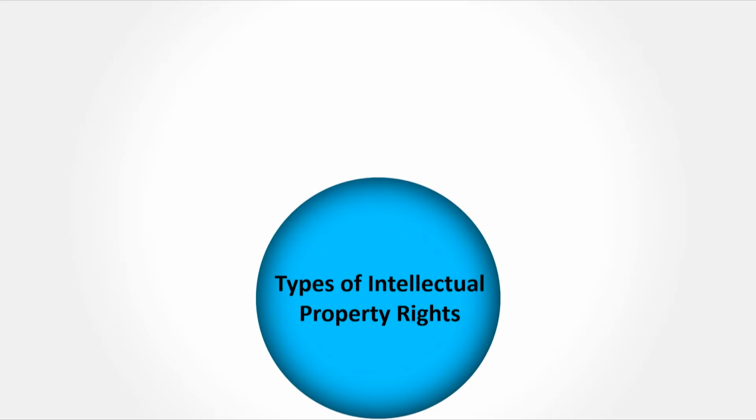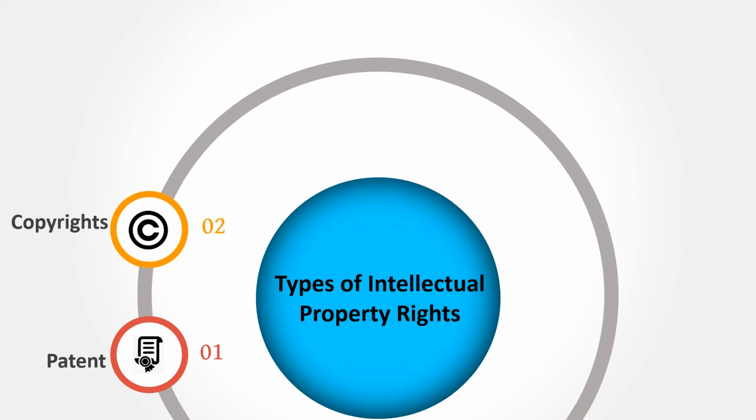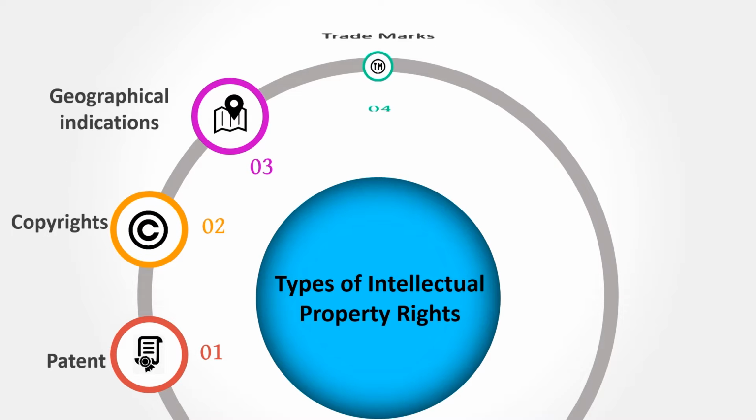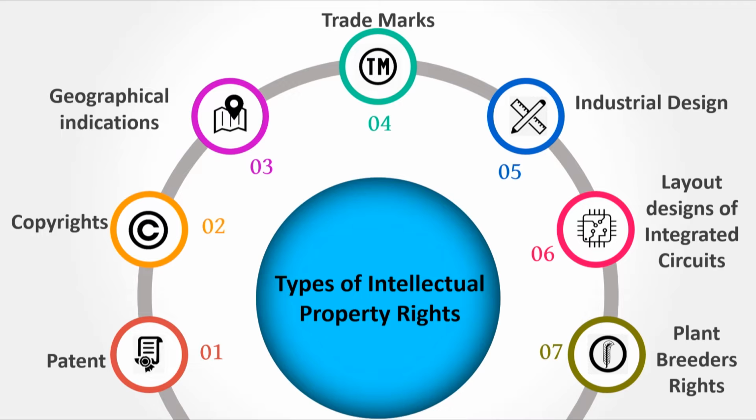Now, since creations of mind are highly diverse, like a song of a movie, an invention relating to a new screw jack or a new industrial design, all these have commercial value, but all these are entirely different. Therefore, it is not possible to have a single mechanism to protect all creations of mind. Hence, there are different mechanisms to protect the intellectual property. These different types of intellectual property rights are patent, copyrights, geographical indications, trademarks, industrial design, layout designs of integrated circuits and plant breeders' rights. We will understand these different types briefly.